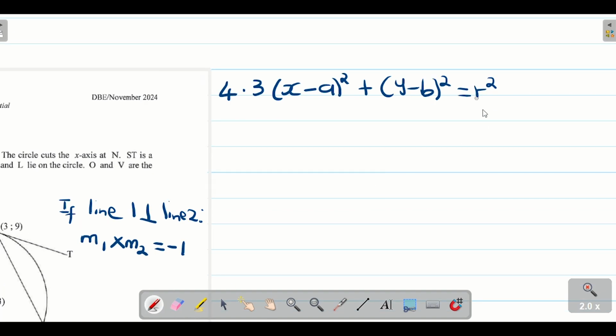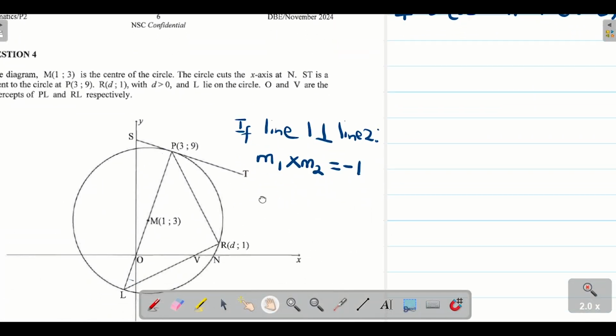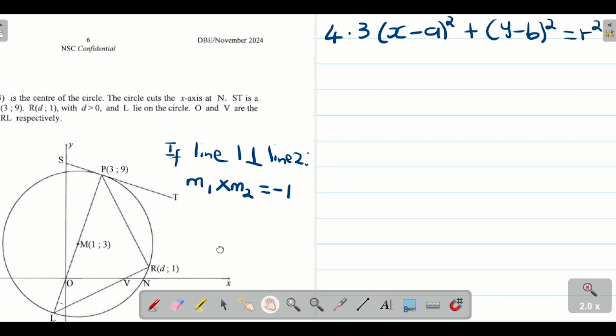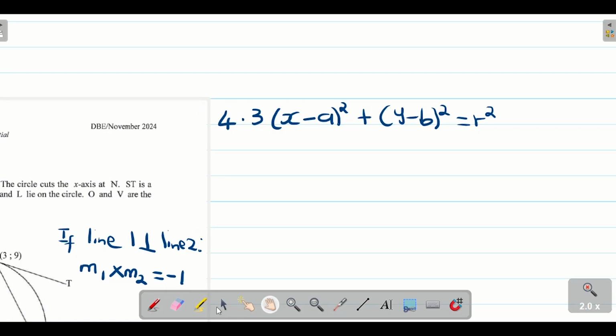In order to find r squared, we're going to use this equation by substituting 1 point on the circle, and the point we've been given is point P. So we are going to substitute point P, which is this, and we're also going to substitute the center, which is this.